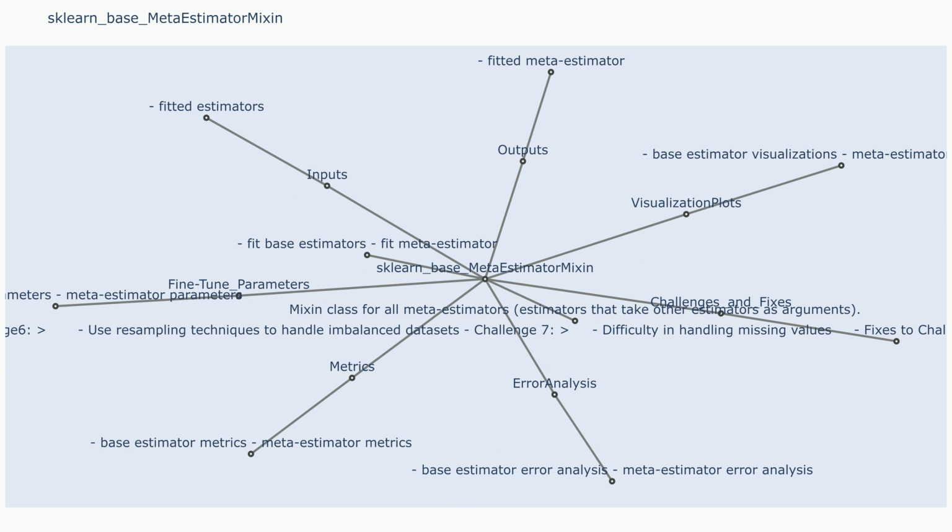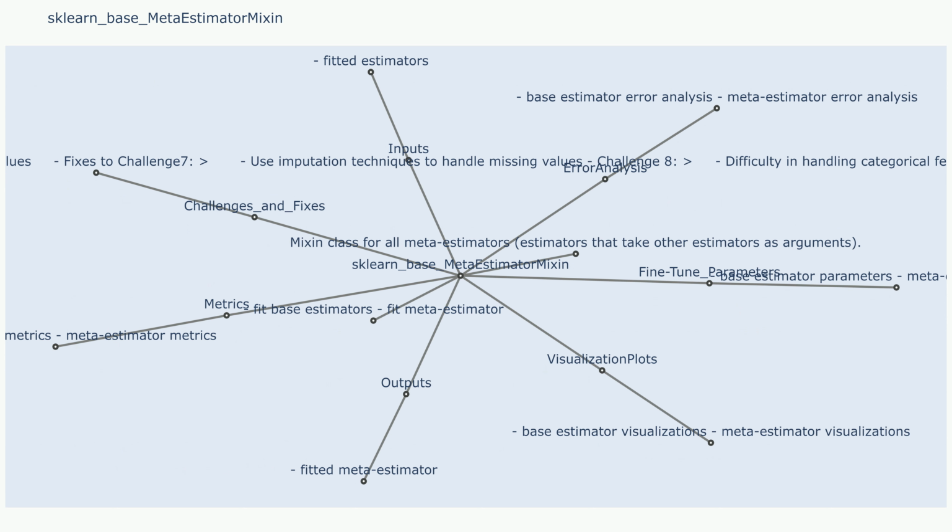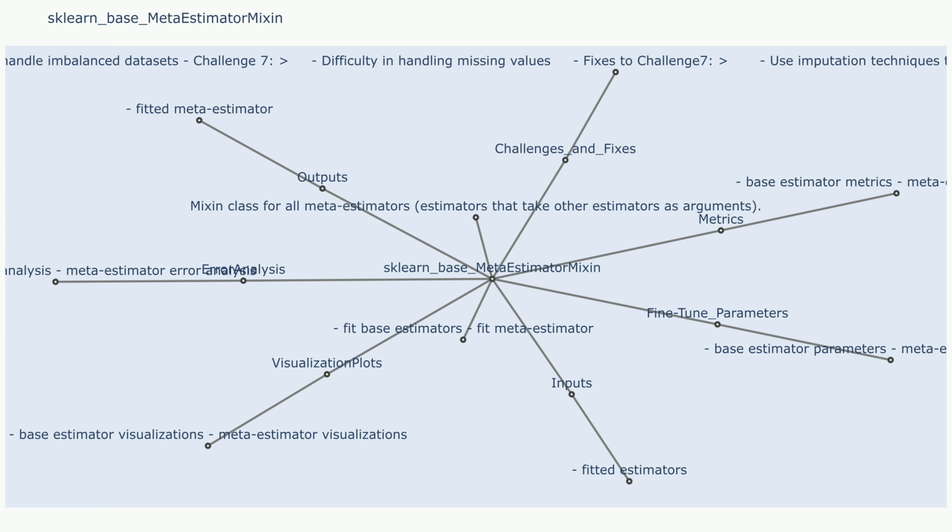Challenges and fixes: challenge 1: the meta estimator might not be able to properly handle the output of the base estimator. Sample use case that resulted in challenge 1: a meta estimator wrapping a clustering algorithm might need to process the cluster labels in a specific way. Fixes to challenge 1: modify the fit, predict, or score methods of the meta estimator to handle the output of the base estimator correctly.